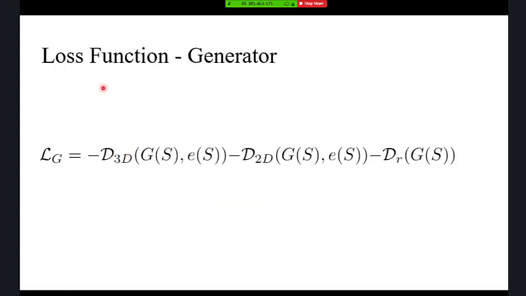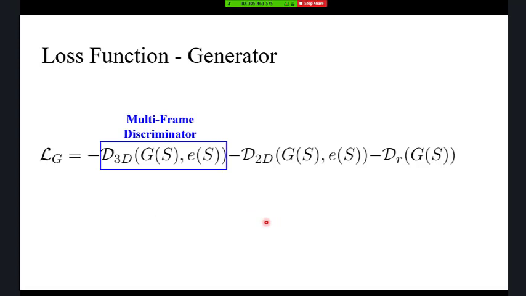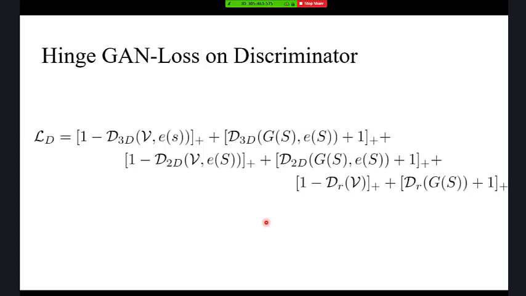So here is our generator loss function. It has three terms. The first term is a multi-frame discriminator. The second term is single frame and region-based discriminator. For the discriminator loss, we use hinge-GAN, which tries to decrease the score for the generated video G of S and increase the score for the real video V. And each of these lines again shows the 3D or multi-frame based discriminator, the 2D discriminator or single frame discriminator, and also the region-based discriminator.